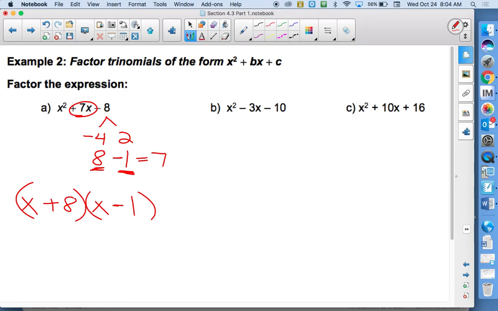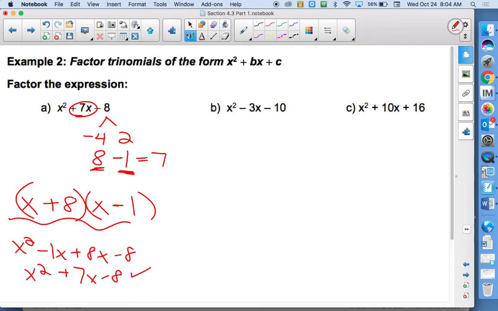So if you FOILed this to check your work, because FOIL is the opposite of factoring, we would have x times x, which is x squared. We have x times negative 1. We have 8 times x. And then we have 8 times negative 1, which is negative 8. So right here is our positive 7x minus 8, and then the x squared. So this is just a little check here. This is the answer.